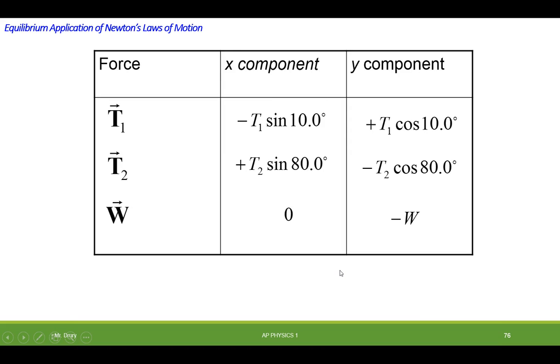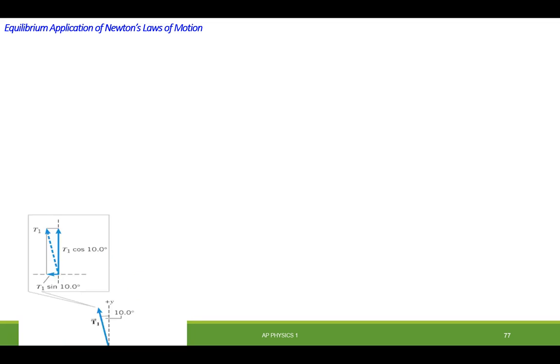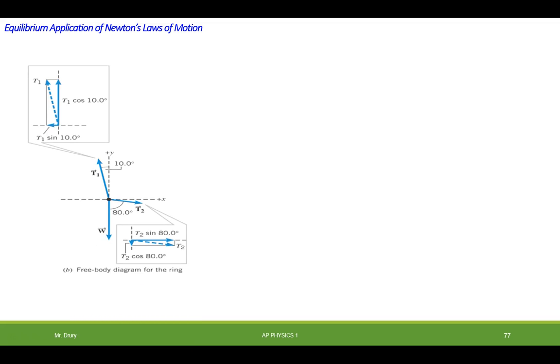So we could summarize this. T1 has an x and y component, T2 has an x and y component, and weight only has a y component. And by the way, that weight is 3,150 newtons. Okay, now let's see if we can come up with some equations for this.